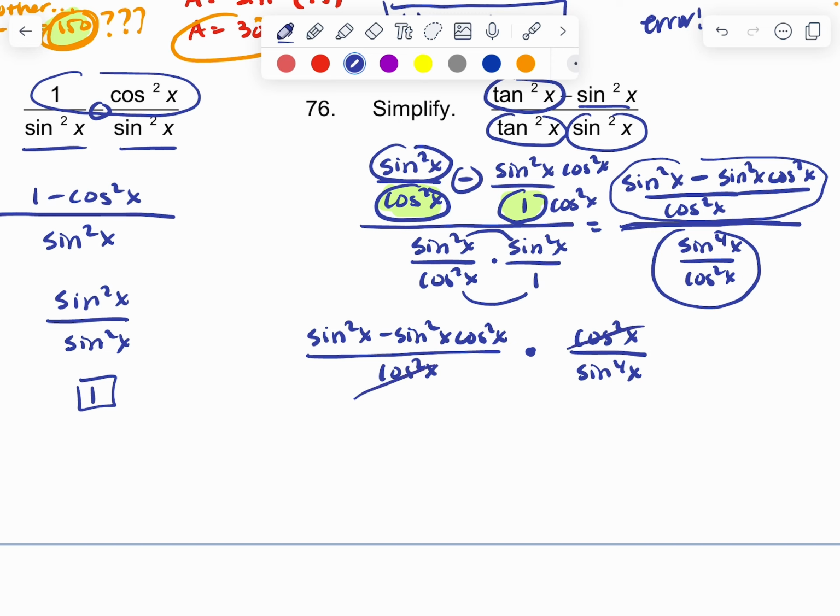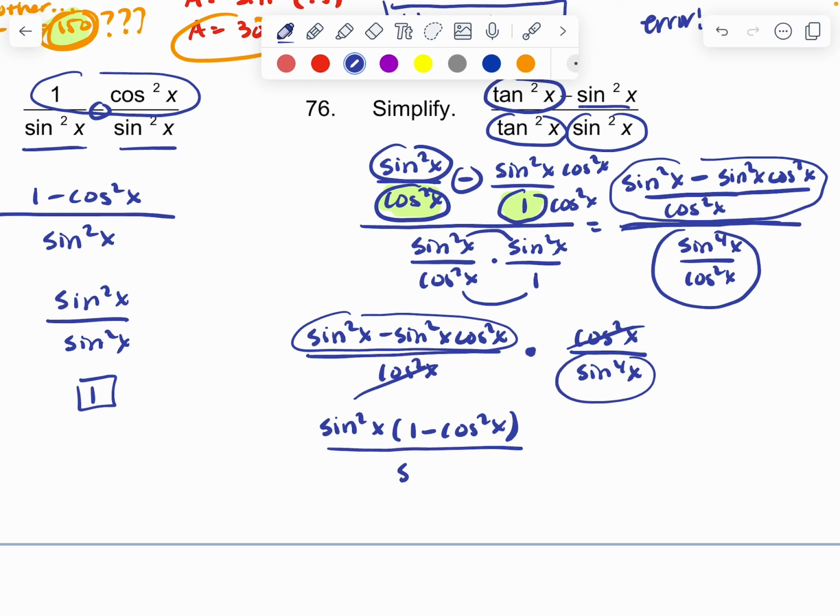Now, something else I notice here, do you see how both of these have a sine squared in it? Let's factor that out. If I factor out a sine squared x, I'm going to be left with 1 minus cosine squared x, and then I'm dividing by the sine to the fourth. But I also know that 1 minus cosine squared equals sine squared. So that is sine squared times sine squared, which is sine to the fourth. And sine to the fourth over sine to the fourth is, again, 1. My gosh, these are all equaling 1.